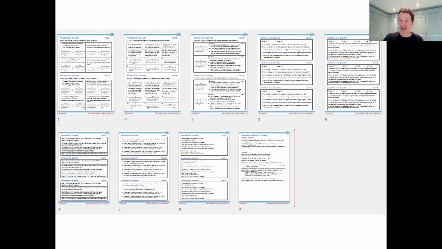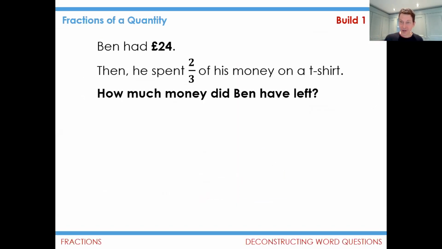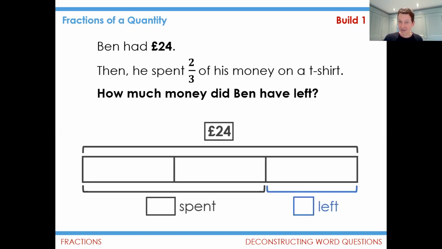builds those skills. The work that we're going to have a look at is for an individual child who we'll name Ruby. To start off with, there are a few examples, and here are just some of them from the worked example that build up to answering fractions of quantity questions. So, for example, Ben had £24, then he spent 2/3 of his money on a t-shirt. How much money did Ben have left?